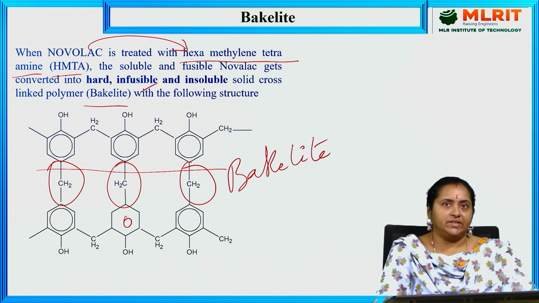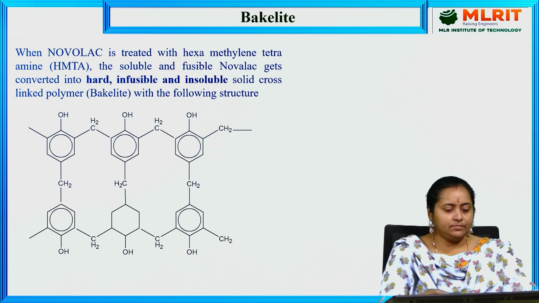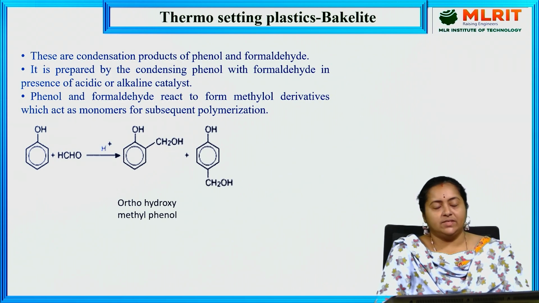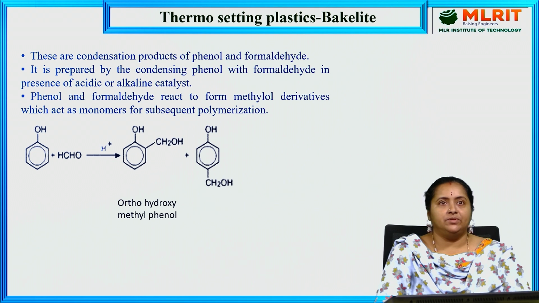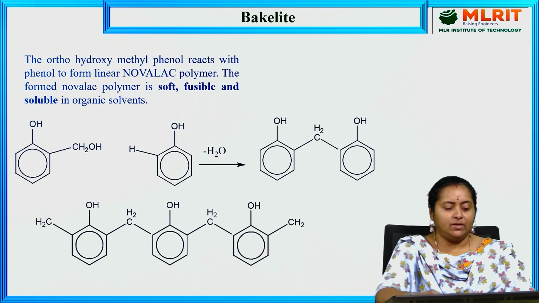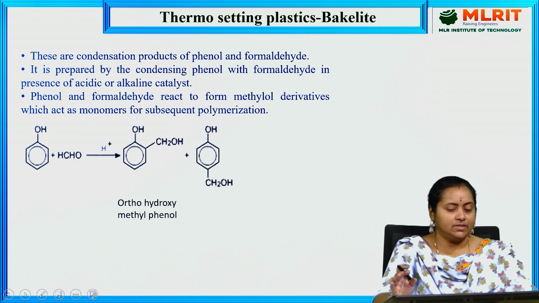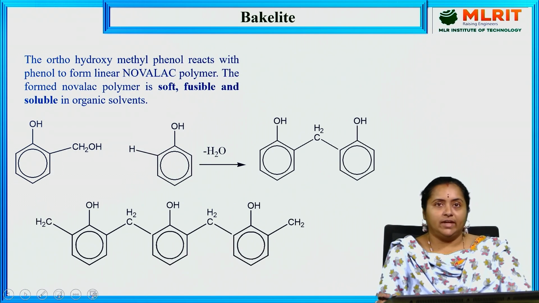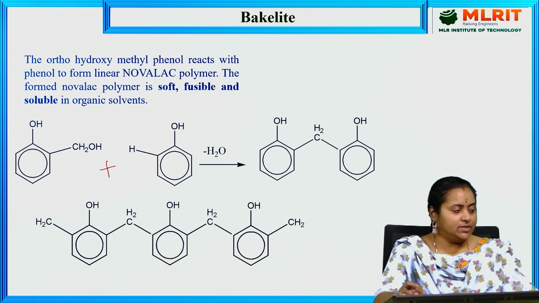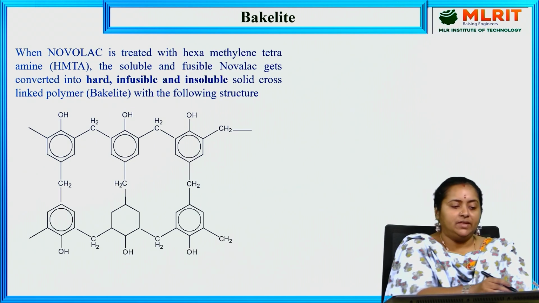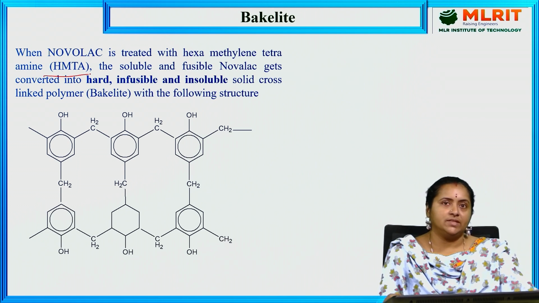It includes 3 different steps. Step 1 is the formation of orthohydroxymethylphenol. It is produced by treatment of phenol and formaldehyde taken in a 1:1 ratio. Then this obtained orthohydroxymethylphenol is able to combine with phenol again. As a result, it is able to form a linear polymer called Novolac. This Novolac on treatment with HMTA, that is hexamethylene tetraamine, which is a polymerizing agent, forms bakelite, that is, cross-linking is produced in the bakelite structure.